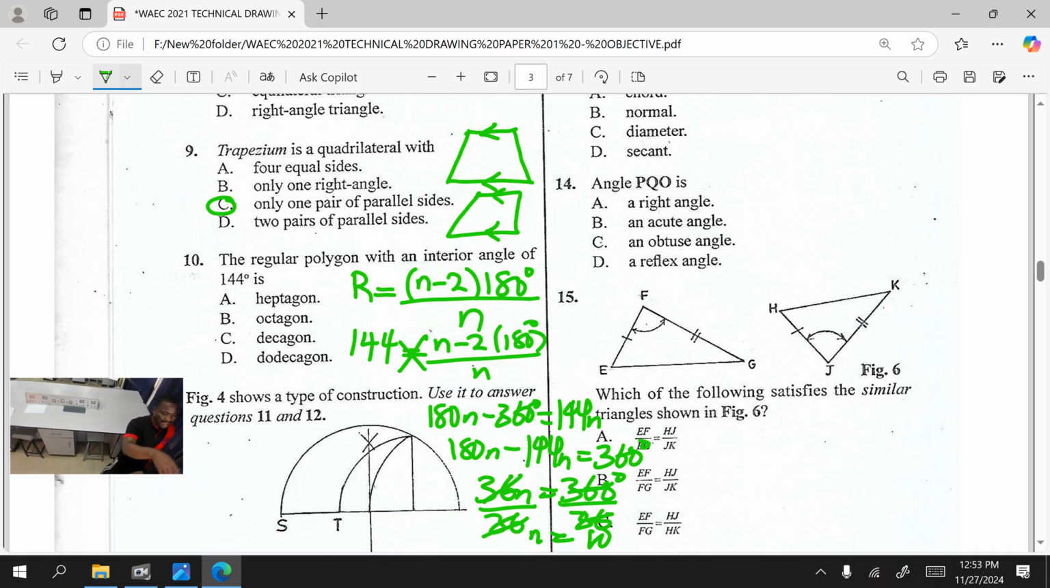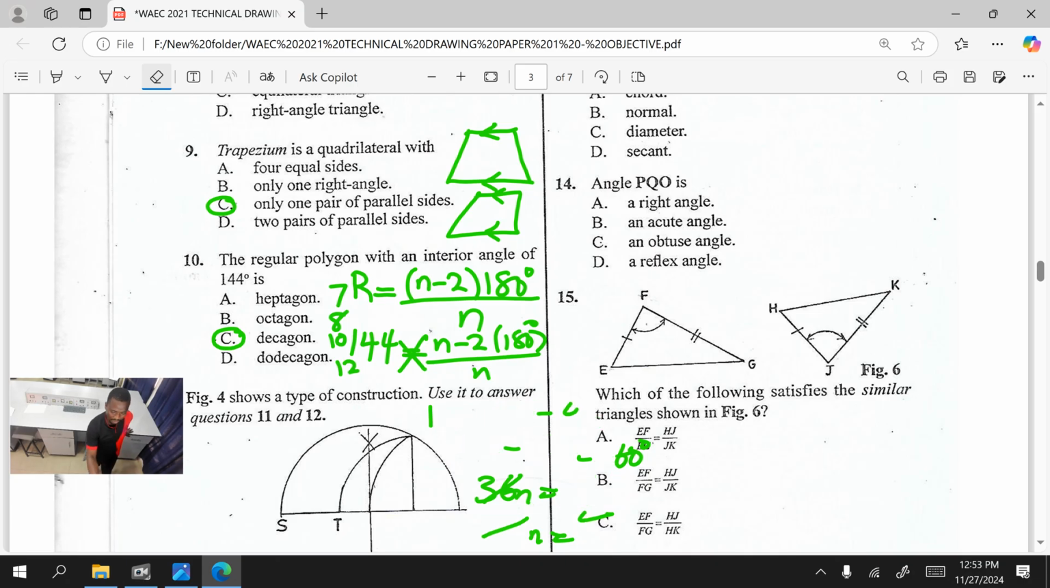So you ask yourself, which shape has 10 sides here? Let's see. A, we are given heptagon. That is 7 sides. B, octagon, that is 8 sides. Decagon, how many sides is that? Can you guess that? Okay, good. 10. Then the dodecagon is 12. So what gives us the answer? The answer is C. If you are not familiar with this formula, please, I would like you to write it down, memorize it, and you are good to go.